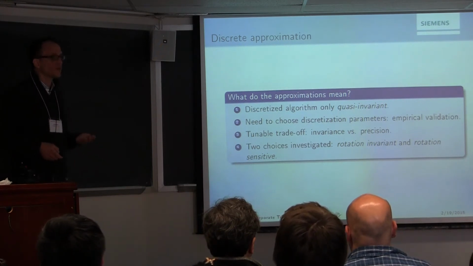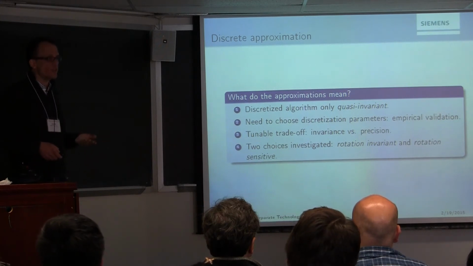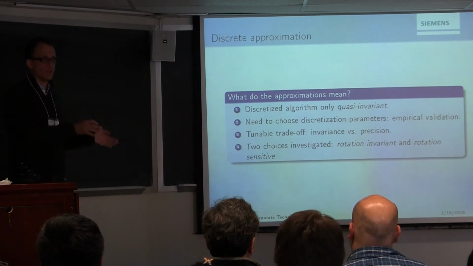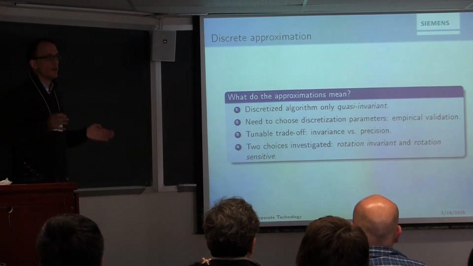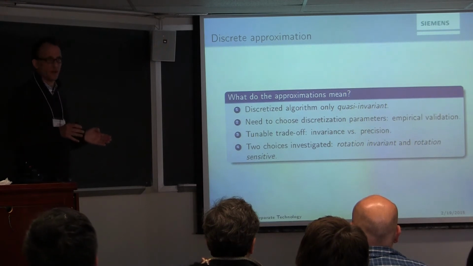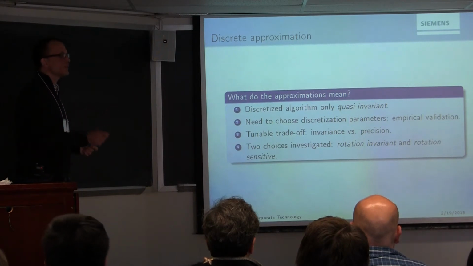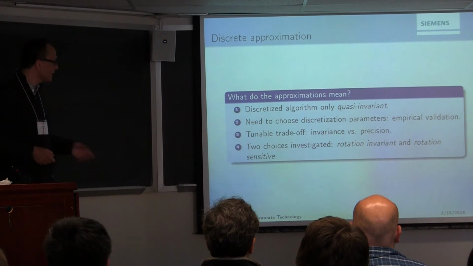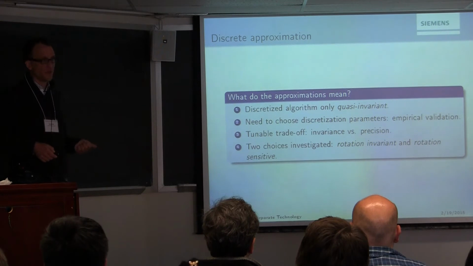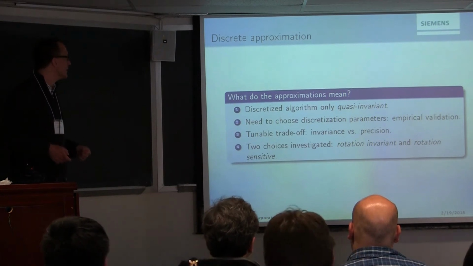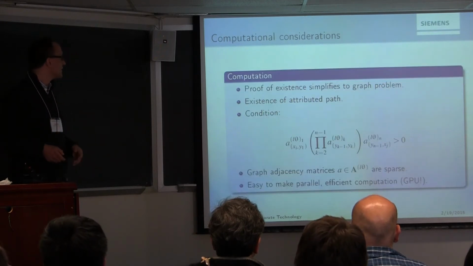It turns out that we can have a tunable trade-off between the invariance of the representation and the information content of the representation. So we can either be more invariant or capture more information of the signal, depending on what kind of application we have. This is a very valuable thing to have, because you have a little slider which you can tune according to your requirements. Here, I'm going to just briefly talk about two choices. One is rotation invariant, meaning we are entirely invariant to rotation. And one is rotation sensitive, so we're only quasi-invariant or robust to orientation.